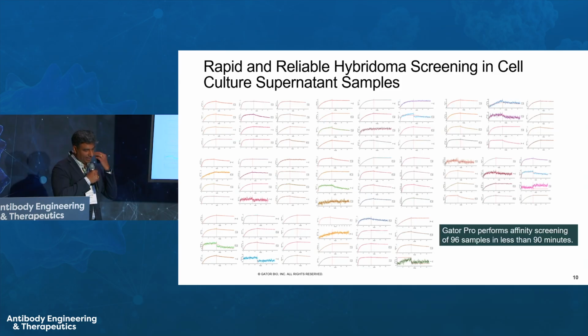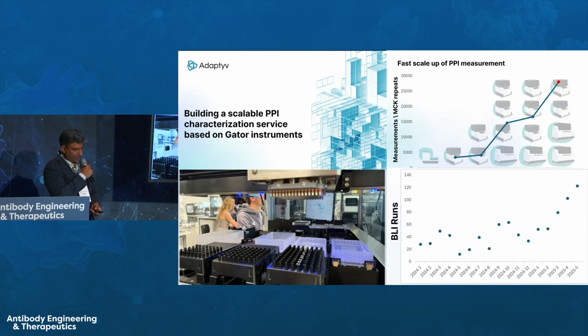This is just a quick example from a customer to show that the Gator Pro system, the 32-channel system, basically screens a 96-well plate very quickly. Here is another example of a customer who is a CRO that supports protein-protein interaction analysis, measurement for AI and other antibody or protein design libraries generated from AI and other sources. They basically run their wet lab operation based on BLI technology.